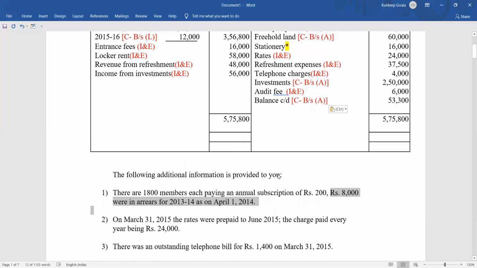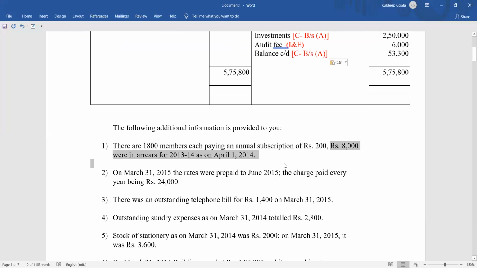So in this case, you can see that last year's outstanding was 8,000, right? So this will simply go in the opening balance sheet. Okay, it will be shown twice. Once it will be shown in the opening balance sheet.